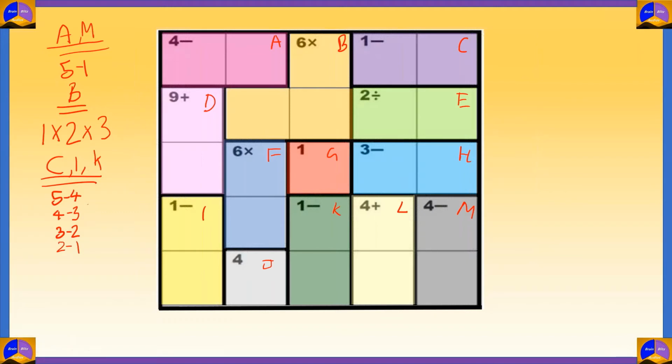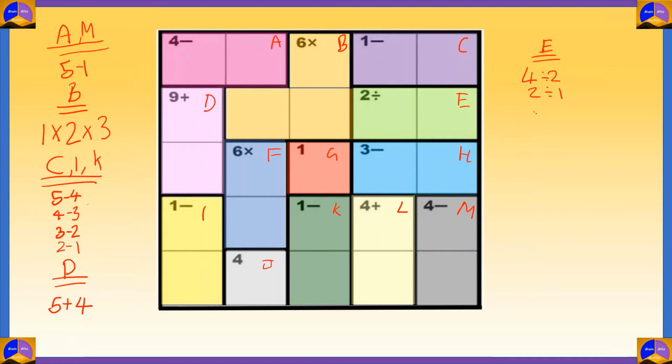Let's look at cage D. In cage D, there are 2 cells and the operation is addition. So after adding, our result must be 9. So the only option is 5 plus 4. Now let's look at cage E. In cage E, there are 2 cells and the operation is division. After dividing, our result must be 2. So the only options are 4 divided by 2 and 2 divided by 1.